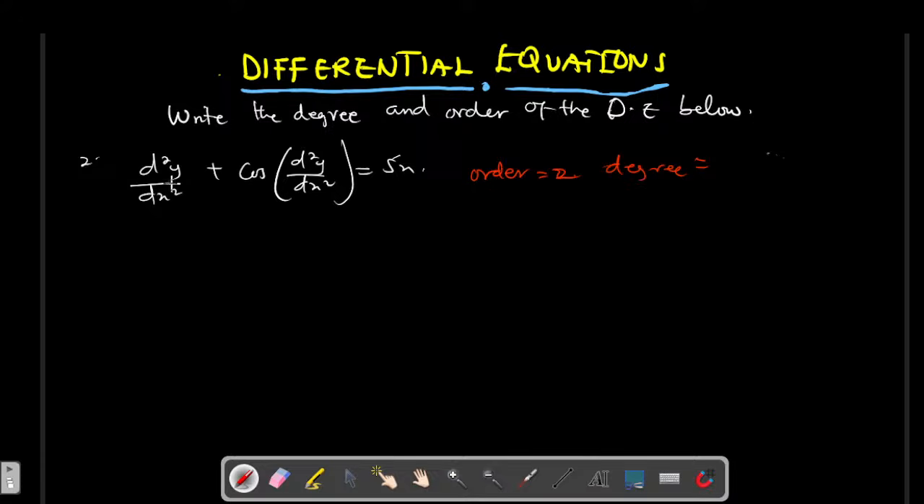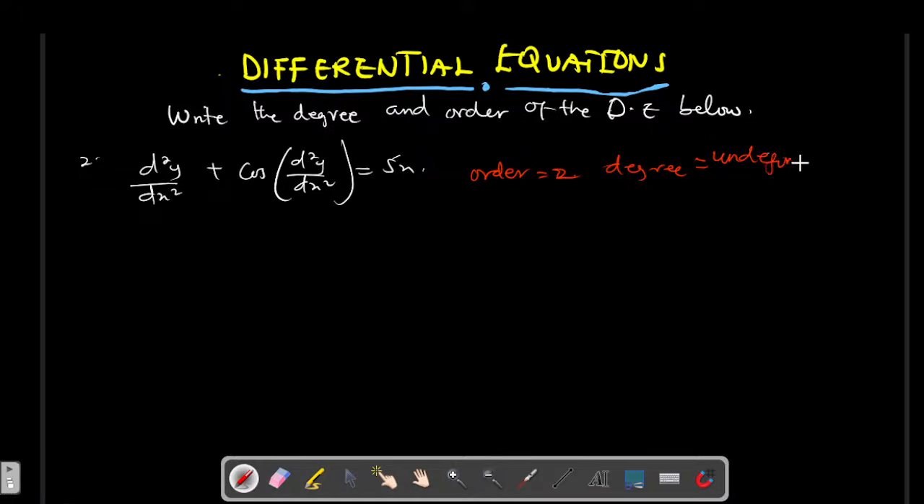Here, you can see that the second derivative is raised to the power 1. But here, the second derivative is within the argument of a trigonometric function, meaning that we cannot explicitly say that it's to the power 1 to the power 2. We need to simplify this expression to get a polynomial, but that is hell. I mean, we don't have time for that. So anytime you encounter this situation, your degree is undefined.